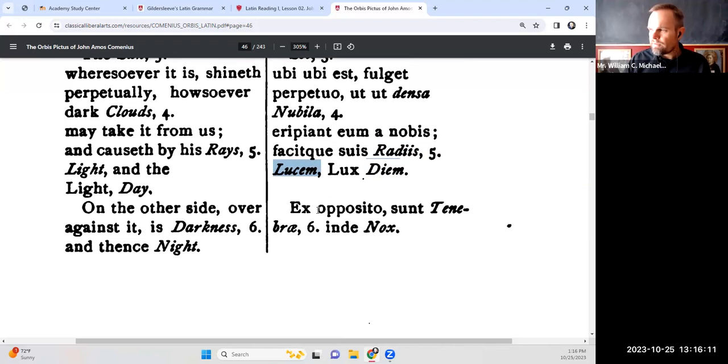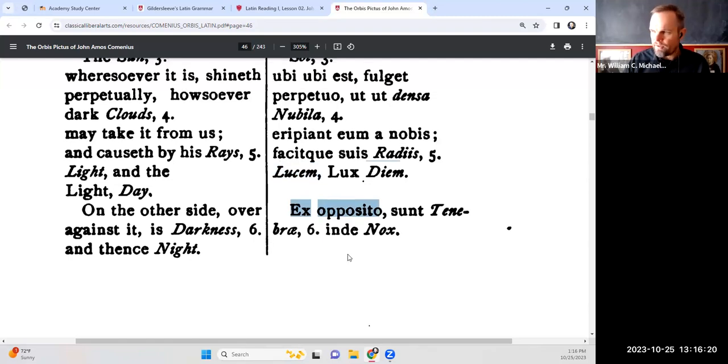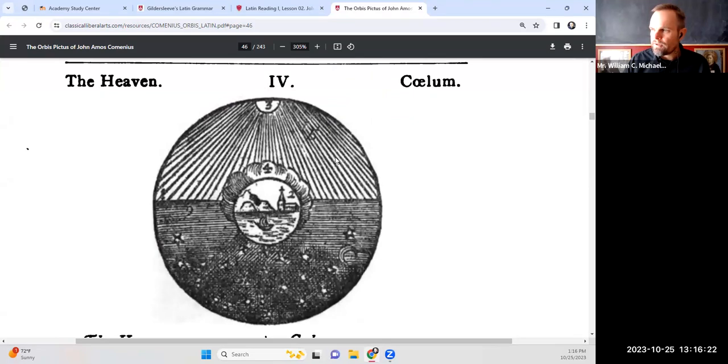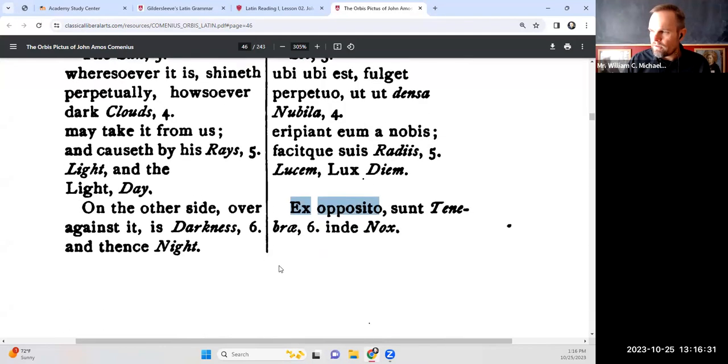Think about English derivatives when you learn new Latin words. That's the benefit. Now, ex opposito, on the other side of the earth. Again, if you look at this image, you see that one half is lit up by the sun and the other half is in darkness. So ex opposito, on the other side, and that translation continues, on the other side over against it. All of that is the translation of ex opposito.